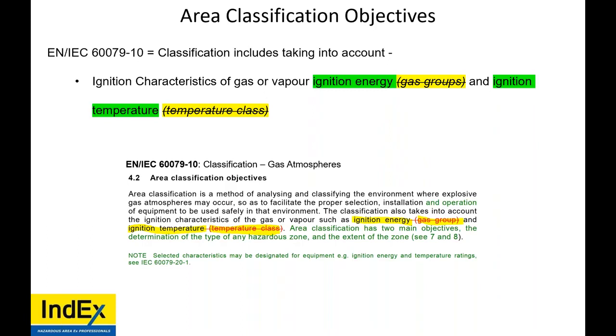The consideration is the ignition energy and ignition temperature, which you would find in the sources of release data sheet in the notes. Should be, not all engineers put it there, should be, which you reference when you're referencing your hazardous area classification.